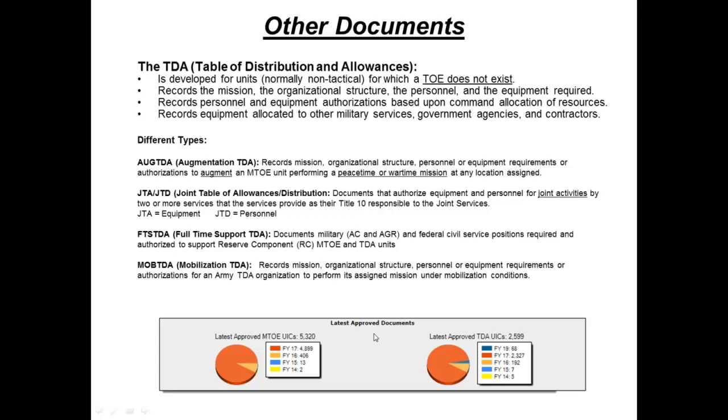Now, an MTO unit can also have a TDA, but strict TDA units usually don't have MTOs. They won't have an MTO, but an MTO unit could have a TDA to give them additional authorizations, like an EO officer, recruiting NCO, and SARC. All those would be on a TDA for an MTO unit, but it's usually the generating force that has TDAs.